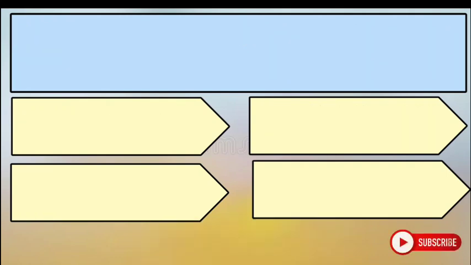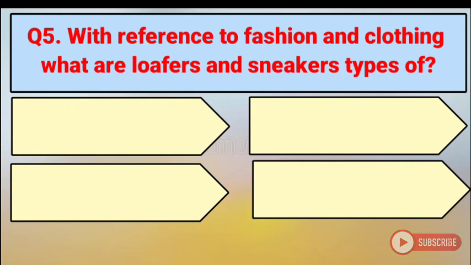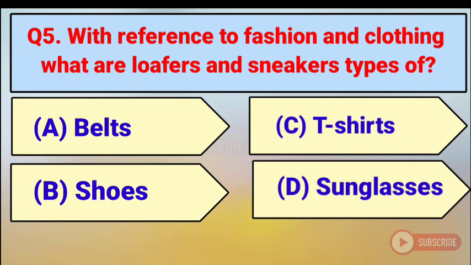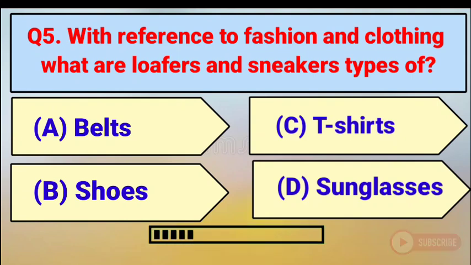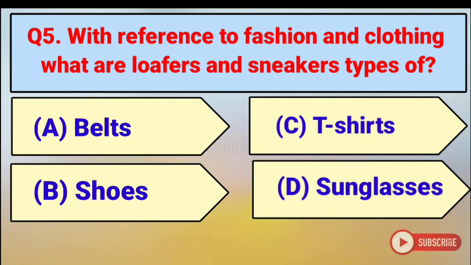Chandigarh. 5. With reference to fashion and clothing, what are loafers and sneakers types of? Your options: A. Belts. B. Shoes. C. T-shirts. D. Sunglasses. Your correct answer is B.